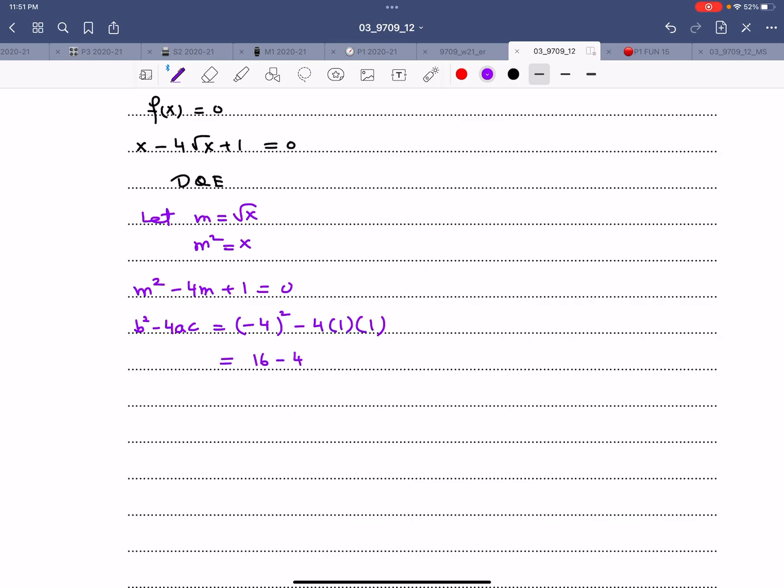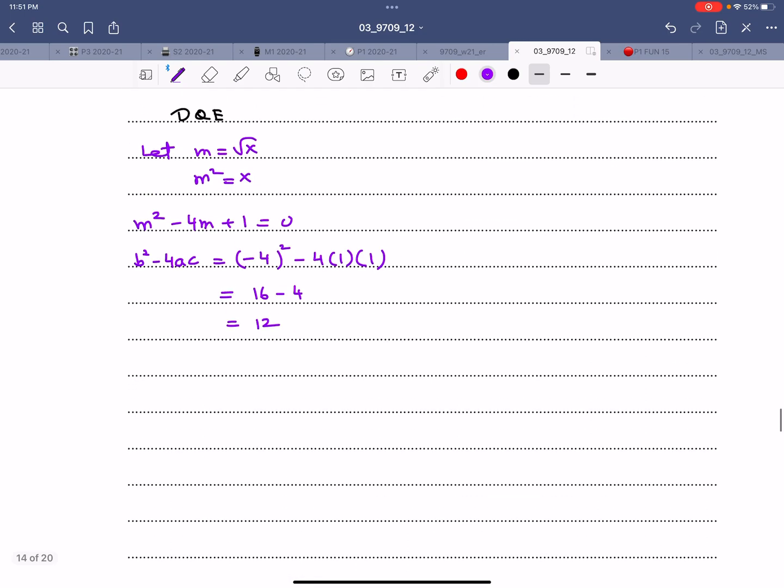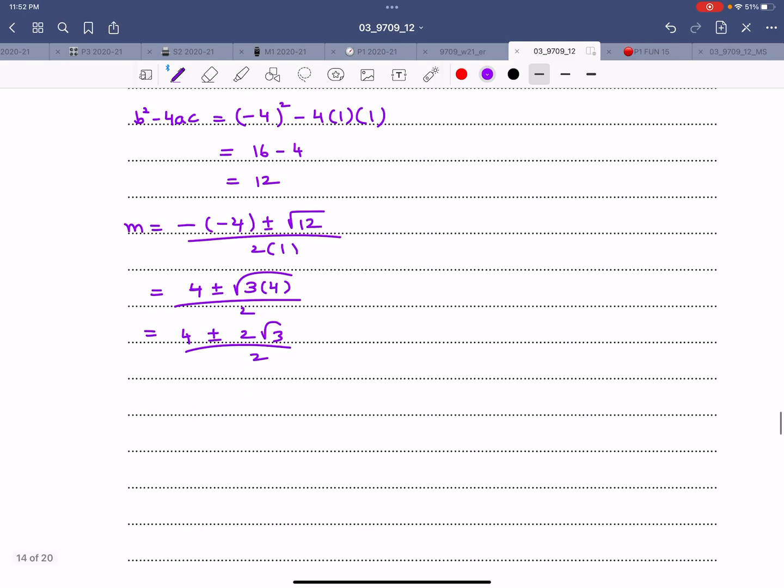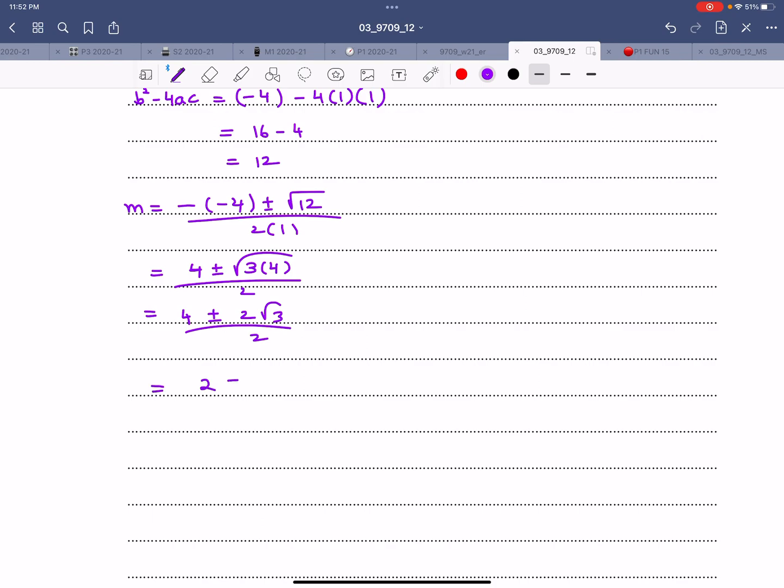And then m equals minus (minus 4) plus minus square root of 12 divided by 2 times 1. That is 4 plus minus square root of 4 into 3 divided by 2. That is 4 plus minus 2 root 3 divided by 2. That simplifies to 2 plus minus root 3. So this is the answer for this particular part.